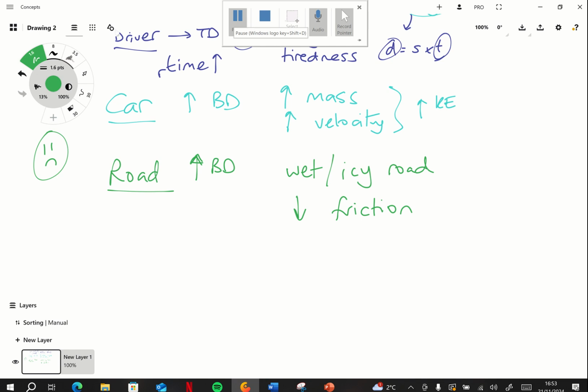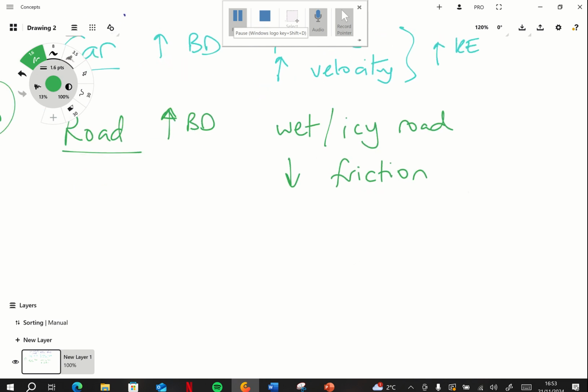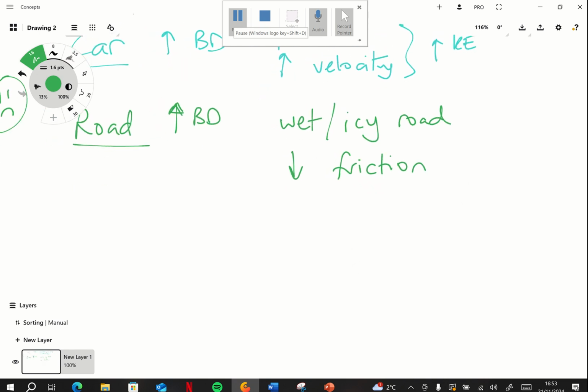Now, if you're answering that at grade 9, what we'd then look at is this idea of half mv squared, the kinetic energy of the car, equals the work done by the brakes. Okay? And therefore, if there's less friction, then I need to use a greater force to get myself to stop. And that's that. I hope that helps. Ignore all of this stuff though, guys. That is not required.